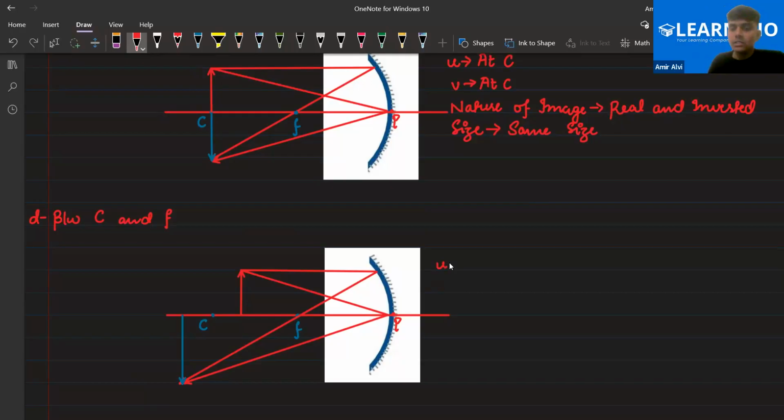So the object was between C and F. The image is beyond C. Just a second, give me a second.